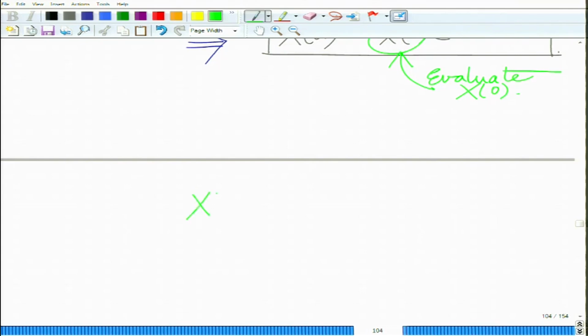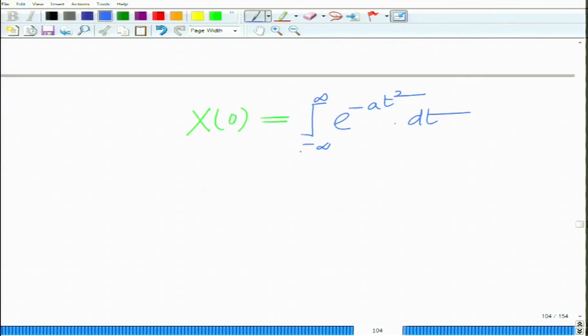Now, recall that X of 0 is the Fourier transform value at 0, which is nothing but the integral from minus infinity to infinity of x of t, that is e raised to minus a t square, times e raised to minus j omega t. But at omega equal to 0, e raised to minus j omega t is simply 1. So, this simply reduces to the integral of e raised to minus a t square dt. Now, this is difficult to evaluate, except we can realize something interesting. There are many ways to evaluate this.